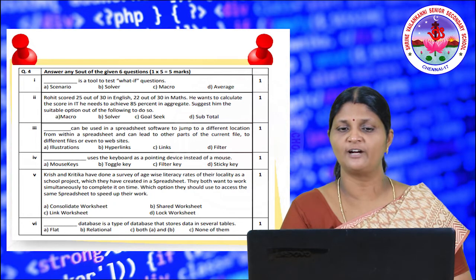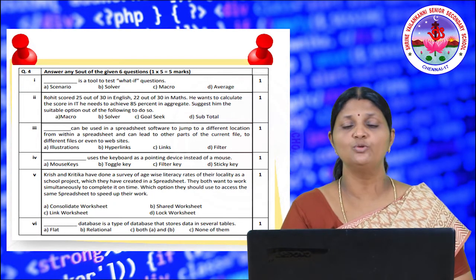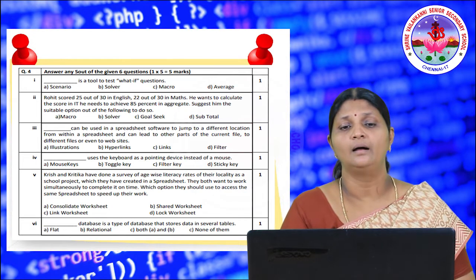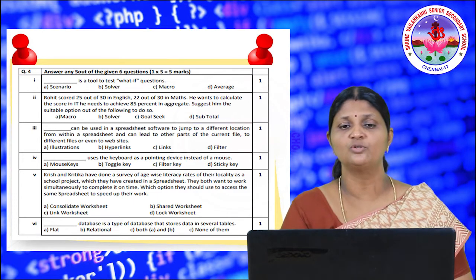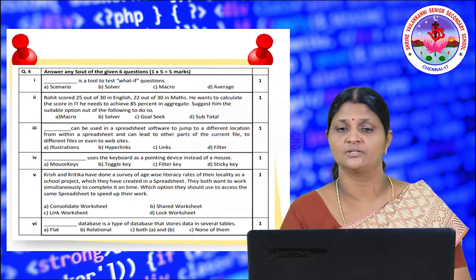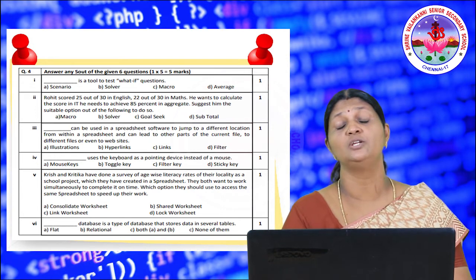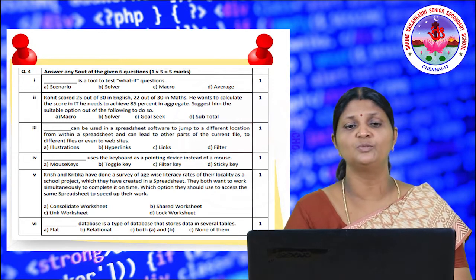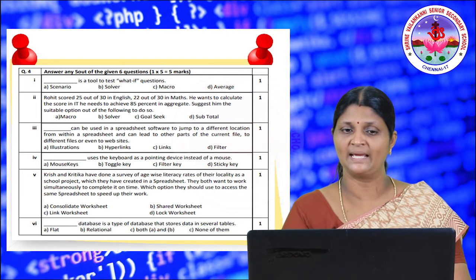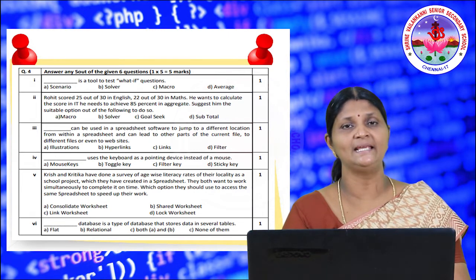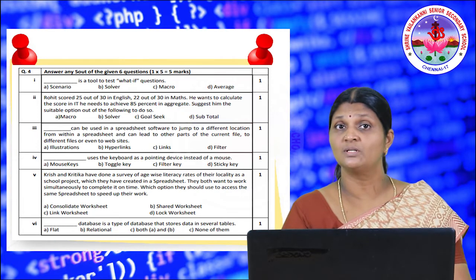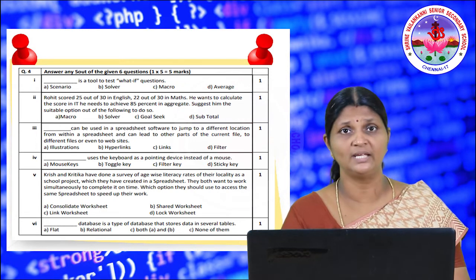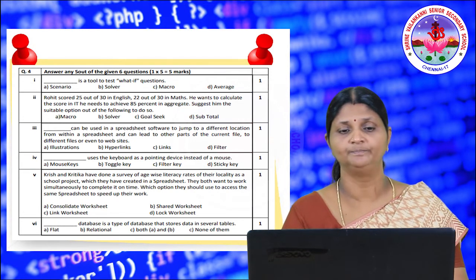Rohit scored 25 out of 30 in English, 22 out of 30 in math. He wants to calculate the score in IT. He needs to achieve 80% in aggregate. So he wants to see how much he should score to get his percentage as 85. Suggest him the suitable option out of the following. So we have macro, solver, goal seek, subtotal. So he wants to achieve 85%. So to achieve 85%, what should he do? He should go for goal seek.